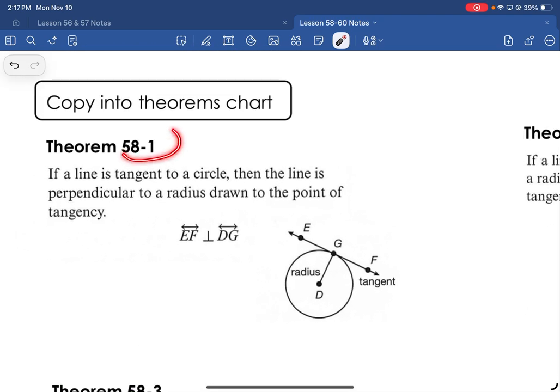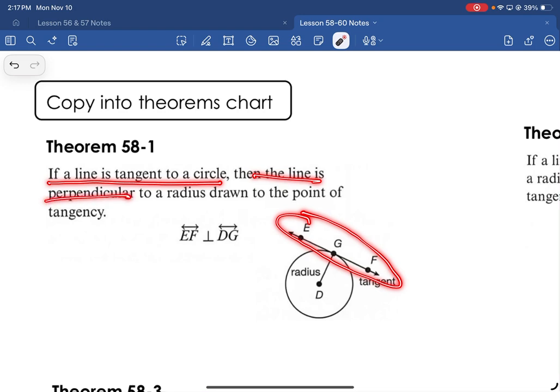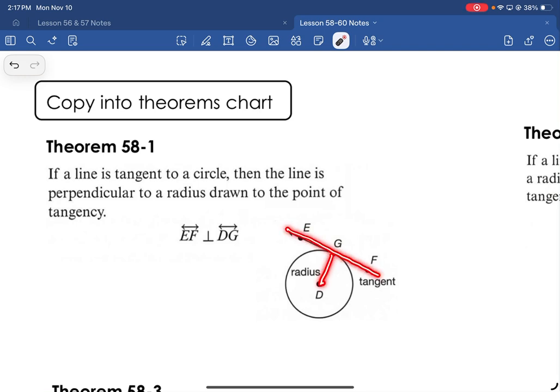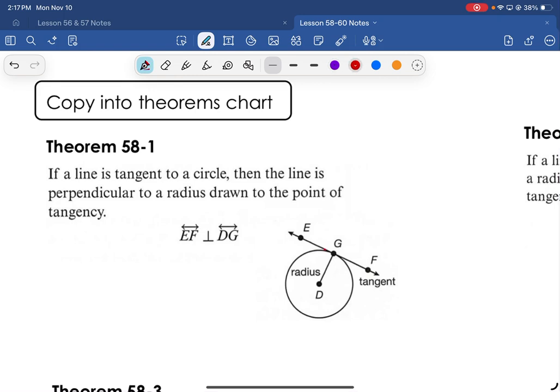Over here we have theorem 58-1 that says if a line is tangent to a circle, so right here, then the line is perpendicular. What does perpendicular mean? Right angle. Yep, it intersects at a right angle to a radius drawn to the point of tangency. So notice how we have a radius here and it's touching or intersecting the tangent line. Well, when that happens, we can safely assume because of this theorem that this is a right angle. Draw that in for me. And as it says right here, line EF is perpendicular to line DG.